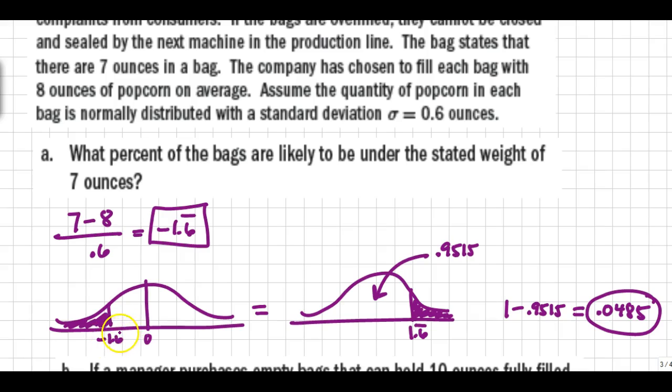Negative 1.6 repeating is going to be to the left of the 0, and we're looking for everything under that, so everything below that number. So that's why I shaded in the small tail here to the left. Now, using the table, we're not going to be able to look that up because the table doesn't have anything below 0. So what we're going to do is look up positive 1.6 repeating in the table, and that's going to give us the big area here. So let's look that up.